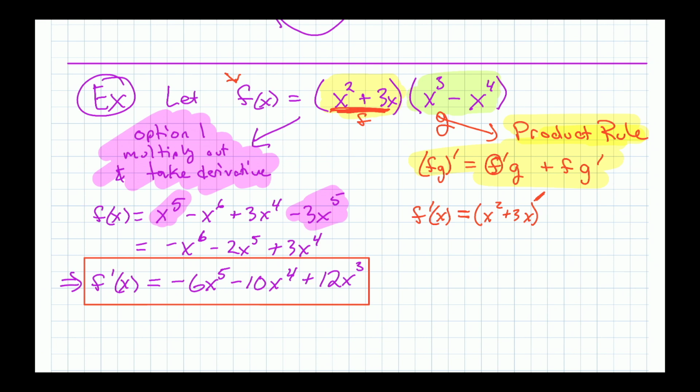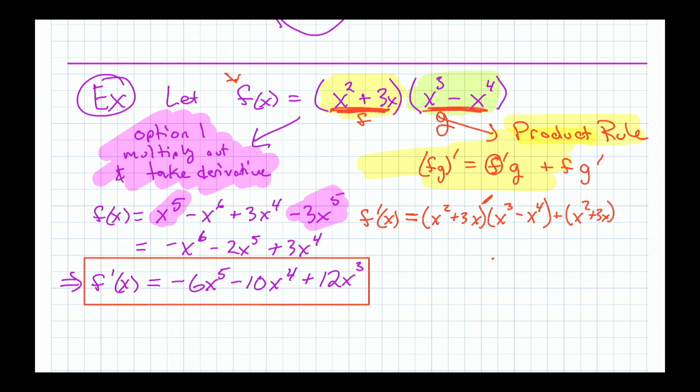Okay, I'm going to move this over a little bit. Then you need the g. The g is the second one, the green one. So you just write that. Okay, so there's my f prime g. And then I have plus f. f is the first one again, x squared plus 3x. And then g prime. g is the second one, x cubed minus x to the fourth, parentheses, and then prime.